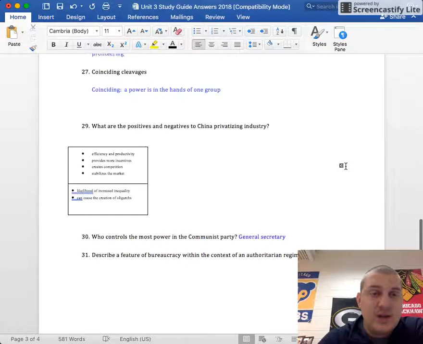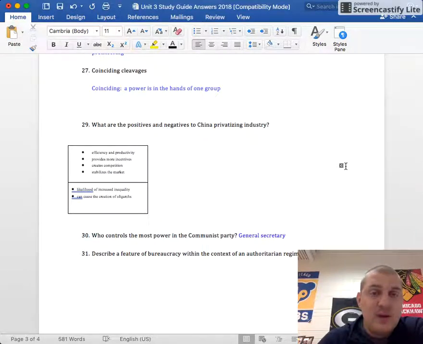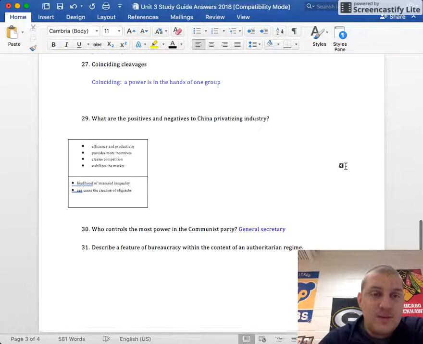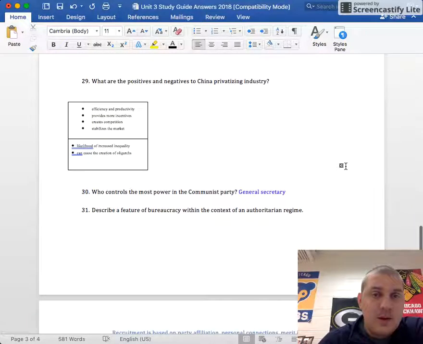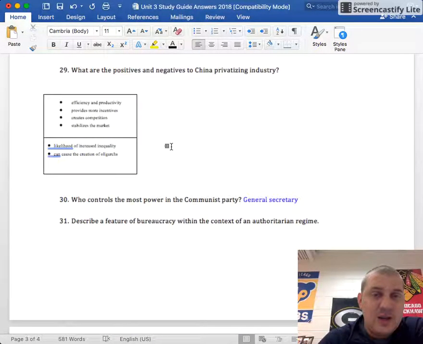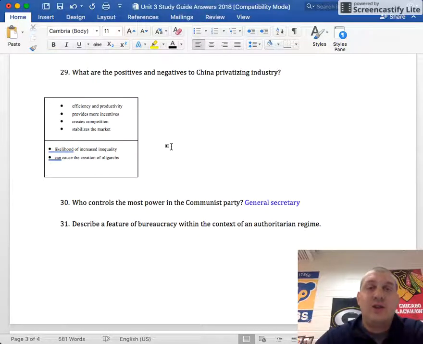Some of the coinciding cleavages, again, is a power in the hands of one group that they just stack on top of each other. They have the power, and then eventually they'll have some conflict. So some of the positives and negatives to privatizing the industry, the economy. It's more efficient, provides more incentives for workers and competition, and usually stabilizes the government. Some of the negatives, there's going to be inequality amongst your citizens and can cause creation of oligarchs, so those top business individuals that are taking advantage of people.